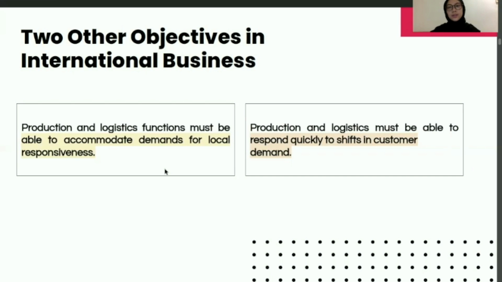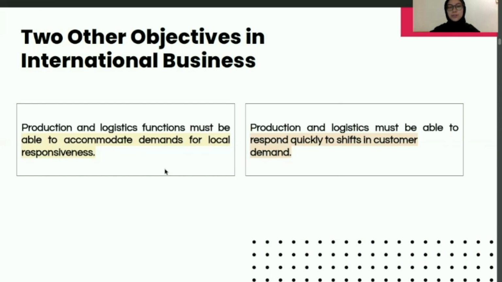The second one is that production and logistics must be able to respond quickly to shifts in customer demand. In recent years, time-based competition has grown more important. When consumer demand is prone to large and unpredictable shifts, the firm that can adapt most quickly to these shifts will gain an advantage.